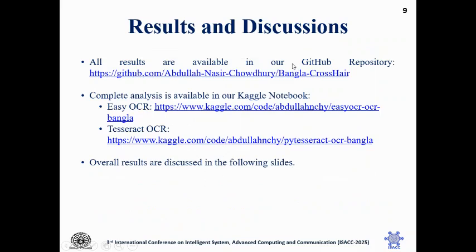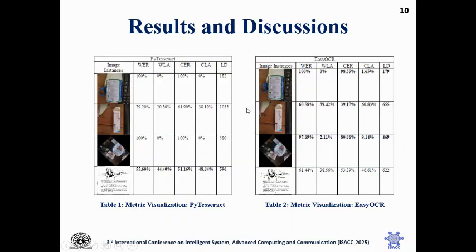So all results are available in our GitHub repo, and this is also available in the paper. You can also find our notebooks showing the elaborated results for EasyOCR and Tesseract OCR. We're going to move on to the results and discussion slides, basically the tables that we studied in our paper.